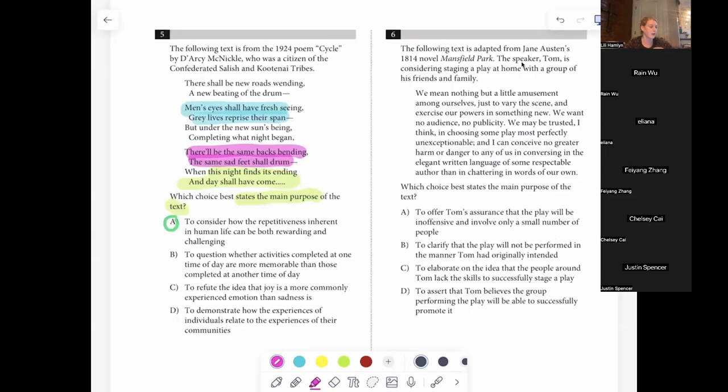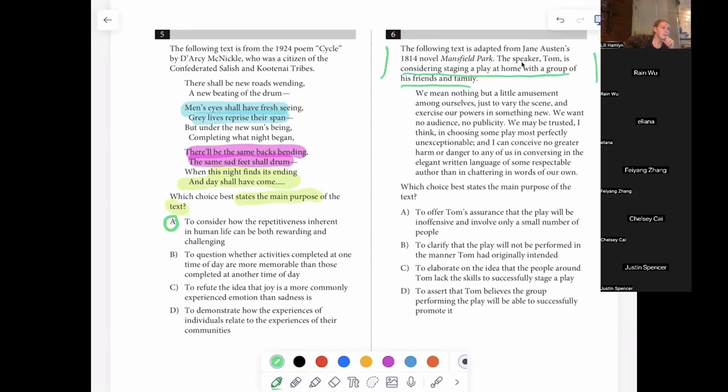Let's have a look at number six, unless anyone has any questions about that. All right, so in this one, important context here: the speaker is considering staging a play at home with a group of his friends and family.